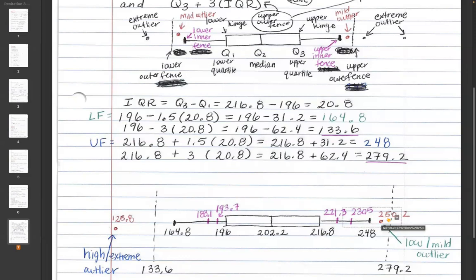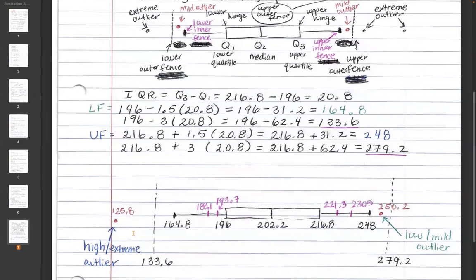But then 250.2 is falling between the upper inner fence and the upper outer fence. So this is considered a mild outlier. You can see that it can be a little counterintuitive when you're first learning this, that this is considered a high outlier even though it's the lowest number in the data set, and this is considered a low outlier even though it's the highest number in the data set.